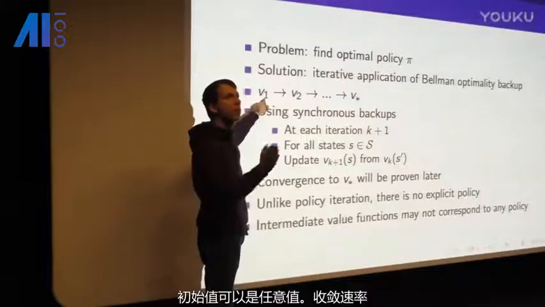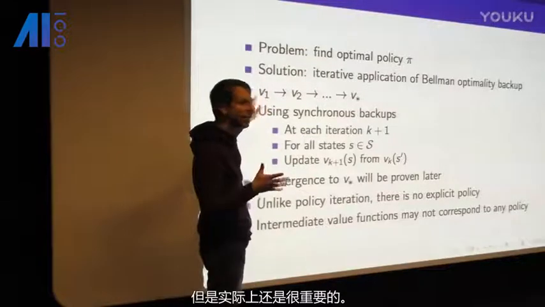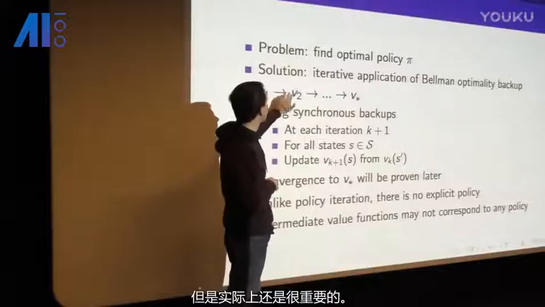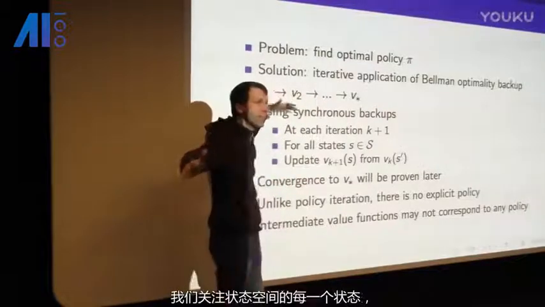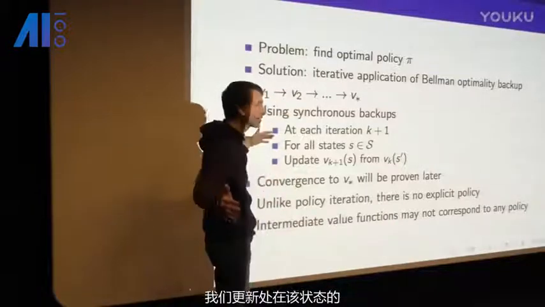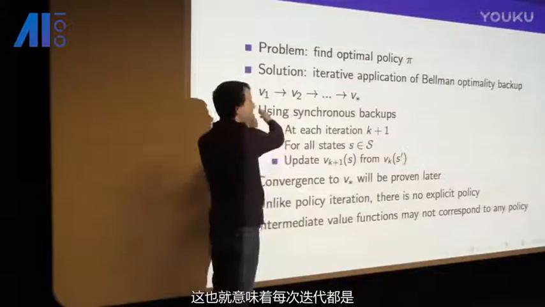So we start off with our initial value. Again, this can be arbitrary. The convergence rate is independent of where you start, but of course in practice it can matter. And we just iterate over whole sweeps of our state space. We look at every single state in our state space. We update our value function everywhere in that state space. So that's what it means to do synchronous backup.